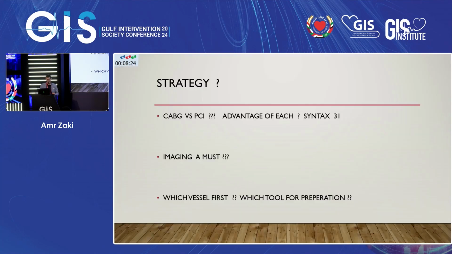Because of this calcification, the patient came to me. CABG is okay, as he has multivessel disease with left main included, but can we do anything with PCI, especially as the SYNTAX score was near 31? Imaging is a must. This is the strategy, and if PCI, which vessel would you start with?